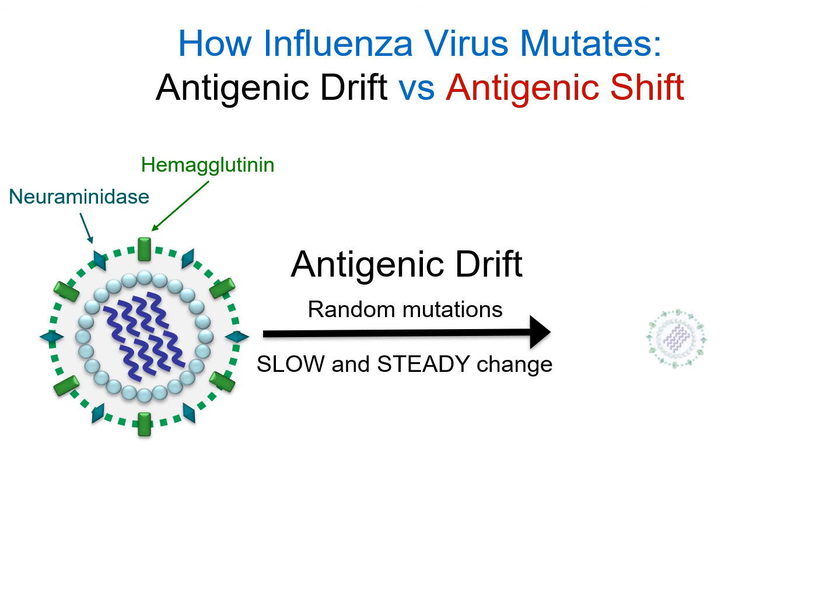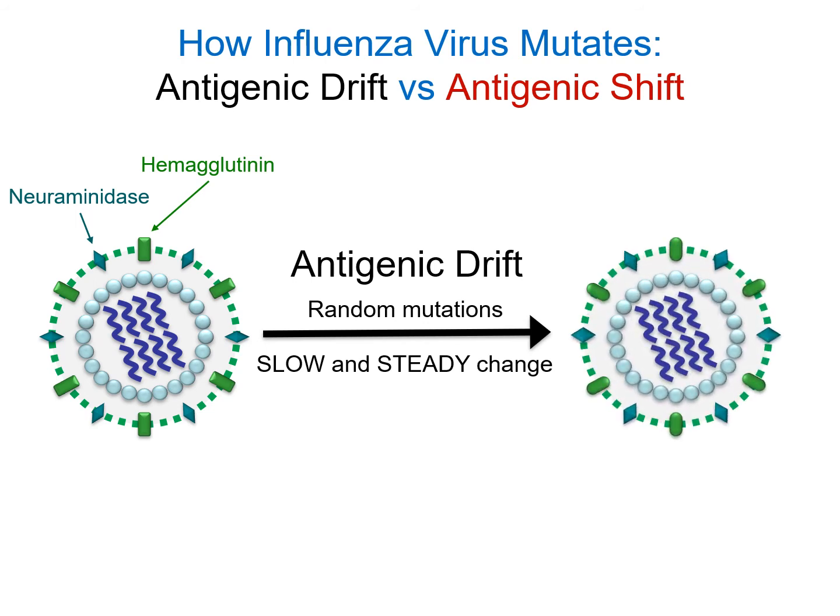We have random mutations that are slow and steady. They're occurring all the time, and a lot of them are going to make the virus ineffective. But remember, we're dealing with hundreds of millions or billions of viral particles when we have a virus infection. Some of the changes might help the virus. It might help them spread and infect other cells, for instance. So antigenic drift is just the slow change in the genetic makeup and the surface proteins due to random mutations.